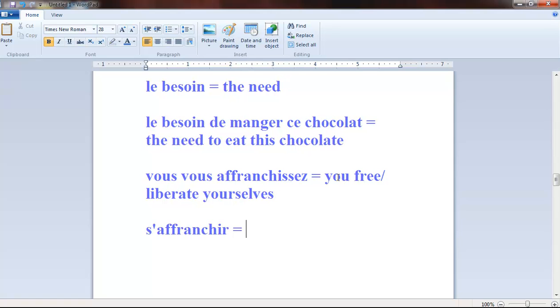S'affranchir, in this case, it means to liberate oneself. And this reflexive pronoun S apostrophe, it's actually meaning oneself. It's a reflexive pronoun in French. It's actually SE, but because this vowel drops, you just put an apostrophe. And why does this vowel drop? It drops because it's followed by another vowel at the beginning of the next word in the sentence.